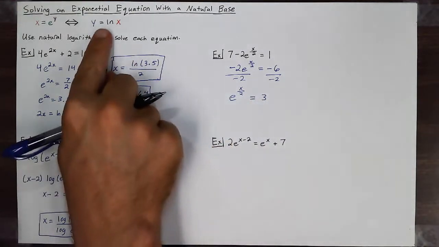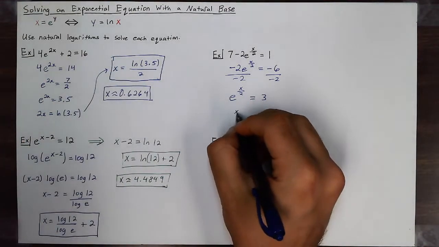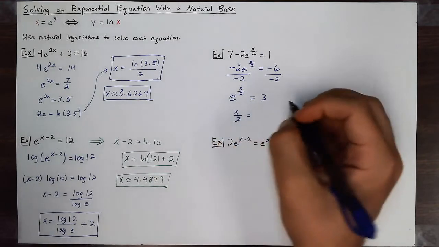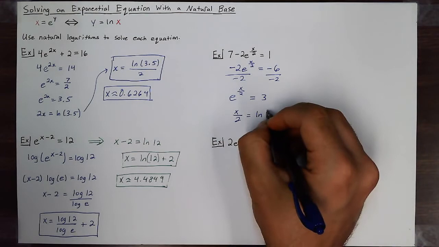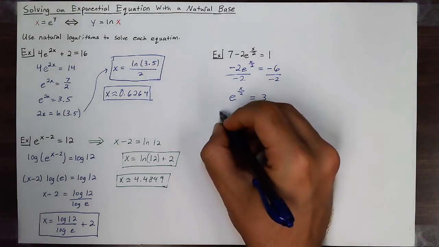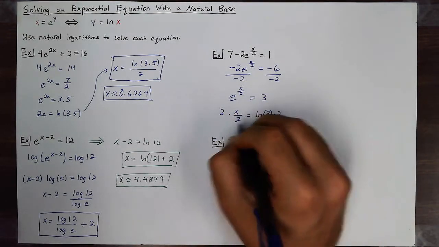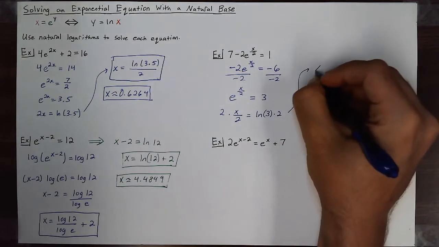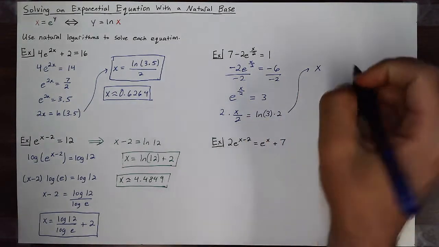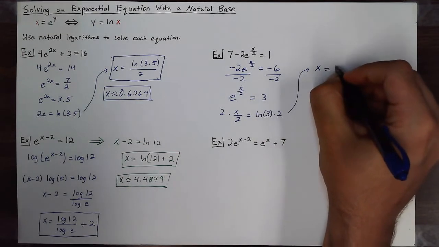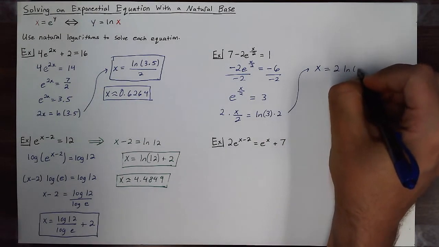Then we'll switch it to our natural logarithmic form. We'll get x over 2 equals the natural log of 3. And then we'll multiply each side of the equation by 2 to get x by itself. Now when you do this, be careful not to multiply the 3. It's within the natural log, so they can't multiply together. So we'll move that 2 to the front of the logarithm to avoid confusion.